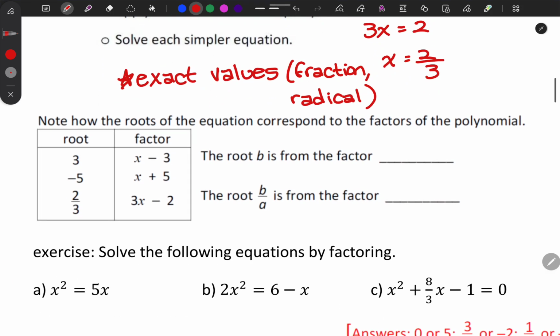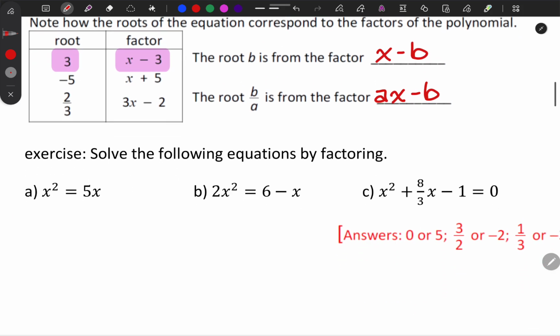Notice the pattern we're using here. So for example, if you have a solution or a root of 3, the factor that we got that from was x minus 3. We can generalize this using a variable. So for example, the root b will come from a factor x minus b. If you end up with a fractional root, it came from something originally like ax minus b.